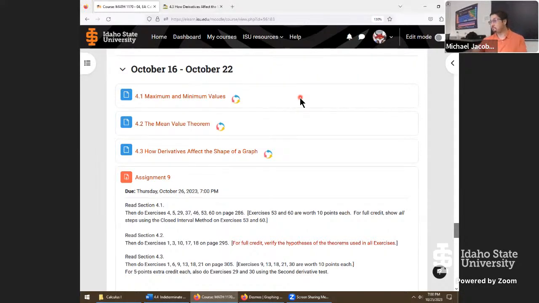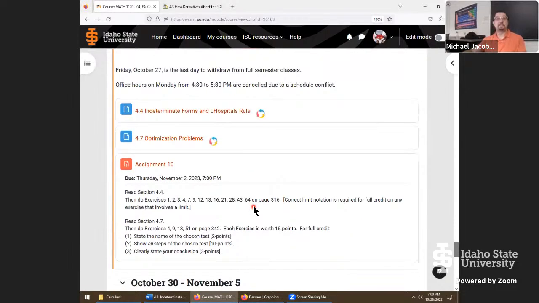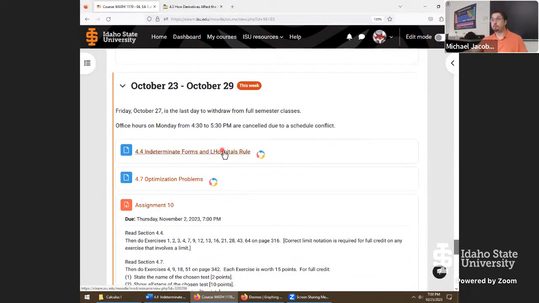Okay, well, for the announcements, this is pretty much it for what we're doing this week today. It's just going to be 4.4, doing limits through L'Hopital's rule, and the optimization problems in 4.7.